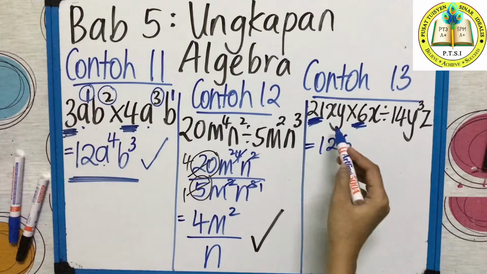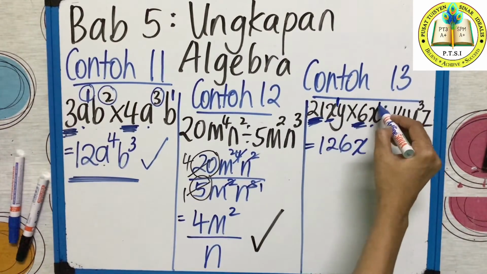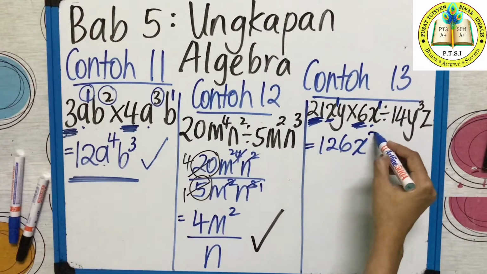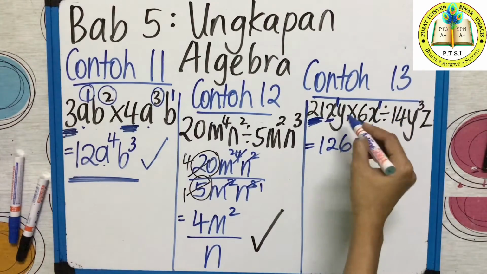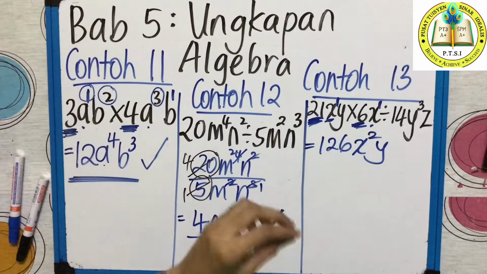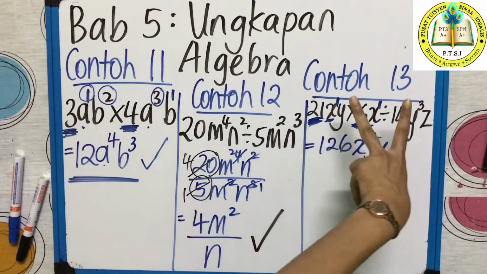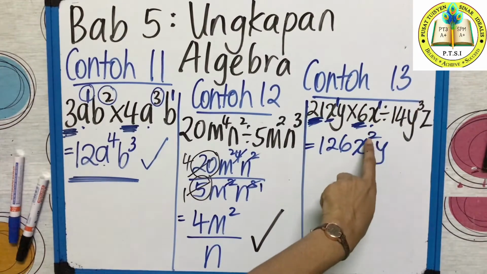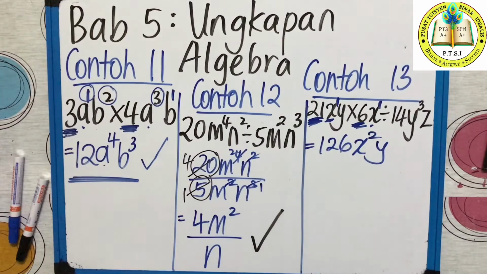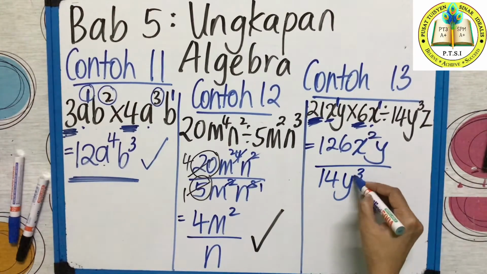And then now you times X, X. So ada berapa X kelas? Sini 1X, sini 1X. So X times X, you get X kuasa 2. And then Y balance, so teacher put Y. So cikgu buat darab dulu. 21 times 6, first number. So 21 times 6, 126. X, here 1x, here 1x, so 2x. So x kuasa 2. And then y no partner, just put y. So sudah pun darab. Now bahagi. Bahagi what I said, put over 14y cube z.